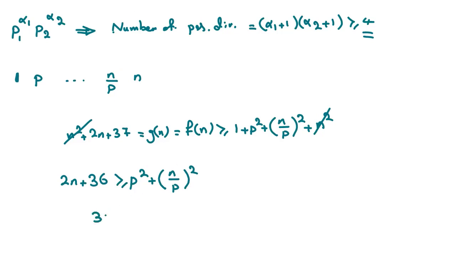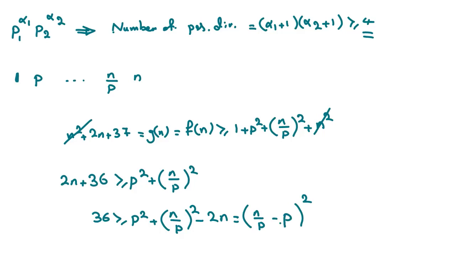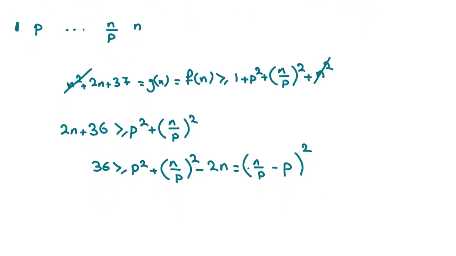So we can do something. We can consider 36 and we can take 2n to the right hand side: n over p whole squared minus 2n. You can write this one as a perfect square. Try. It is p minus n over p, because n over p is greater, so let's write n over p minus p, but both of them are correct. And here it is positive, n over p minus p, because this is squared plus this is squared minus 2 times the product. Now we can conclude this is less than or equal to 36. So n over p minus p, which is positive, is less than or equal to 6 and greater than or equal to 1.